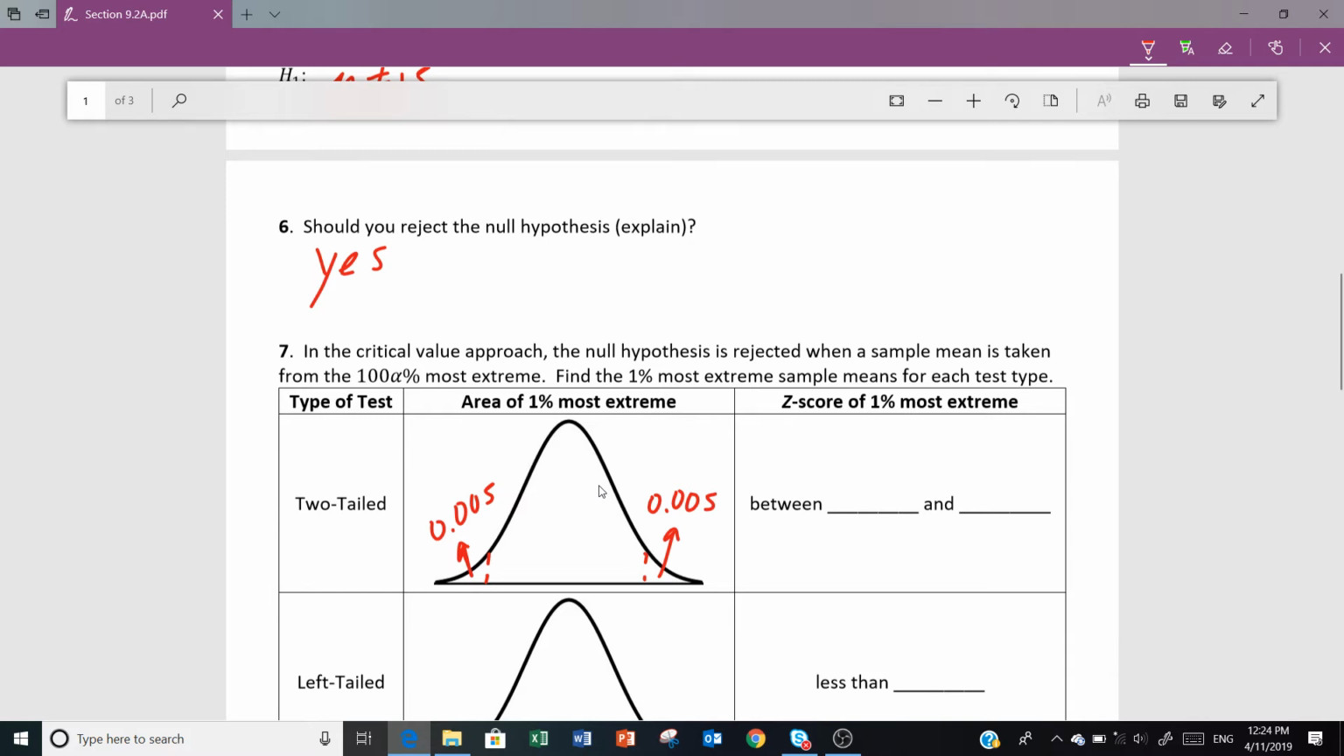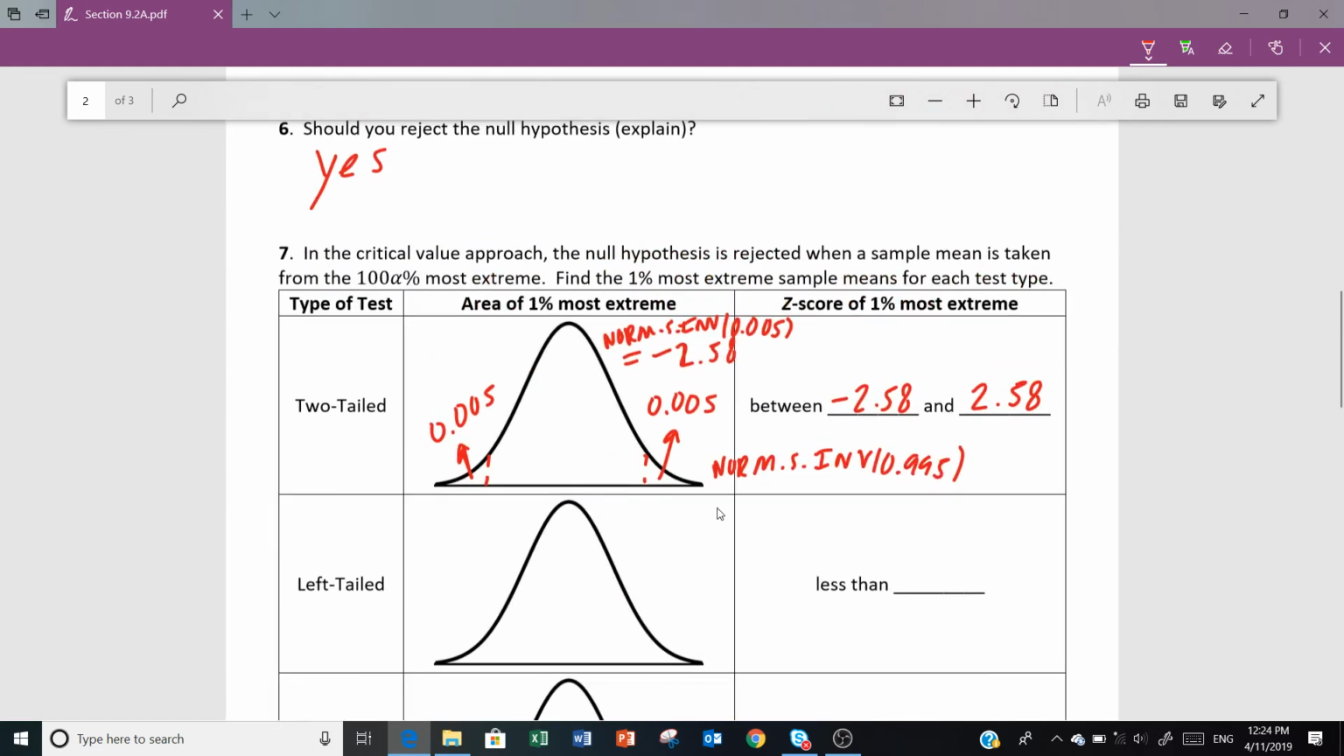Now if we do this in Excel, it's norm.s.inv of 0.005, and that gives you negative 2.58. So this one's negative 2.58. And then how do we get the other one? Norm.s.inv of 0.995, which will be 2.58.